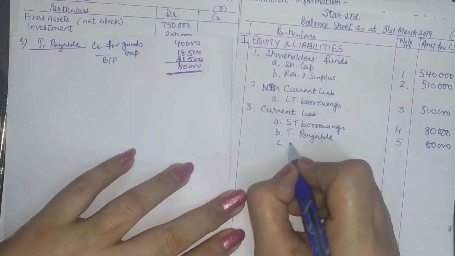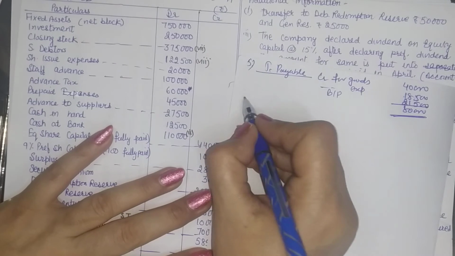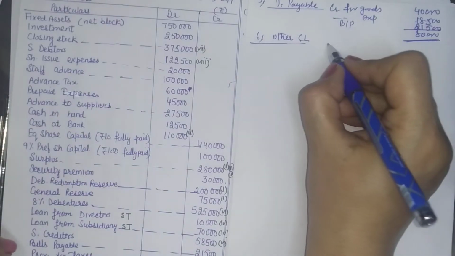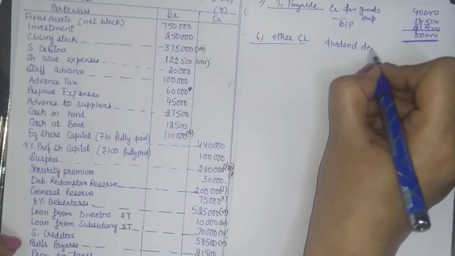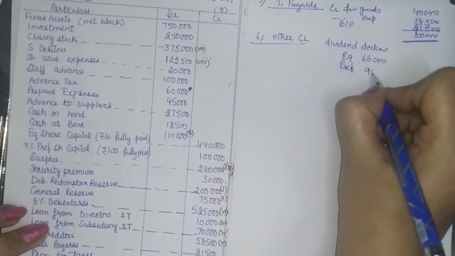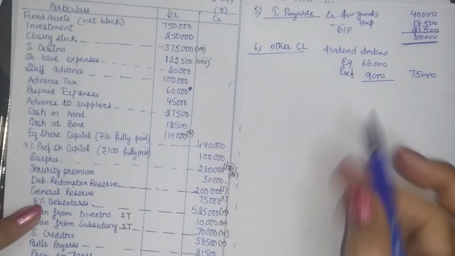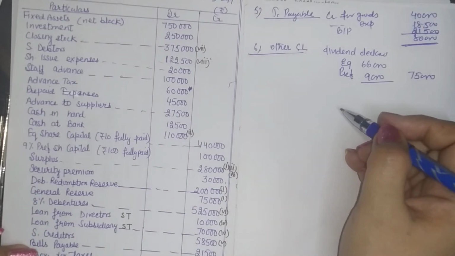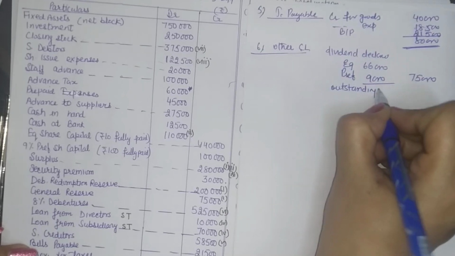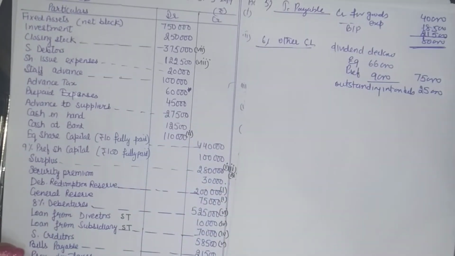Then you have other current liabilities, and we know that we are left with dividend declared. Okay, so other current liabilities, which includes dividend declared, equity and preference 66,000, 9,000, 75,000. Now look at the liabilities that we are left with. In the debentures you had outstanding interest. Alright, so that will also be reported here. So outstanding interest on debentures 25,000. Alright, so it will be reported.